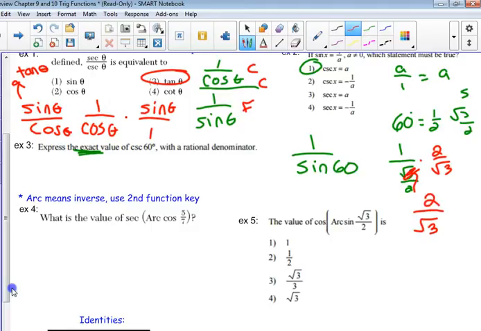So what do you multiply by? Good job. Radical 3 to rationalize. Good work. So 2 times radical 3 is 2 radical 3. On the bottom, what happens with it? Perfect. Nice. Well, good job.